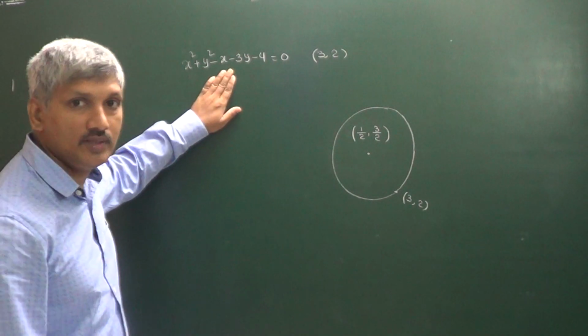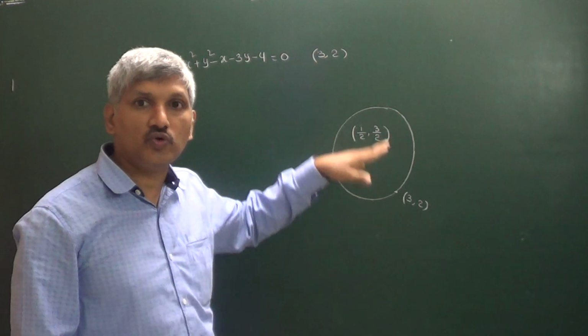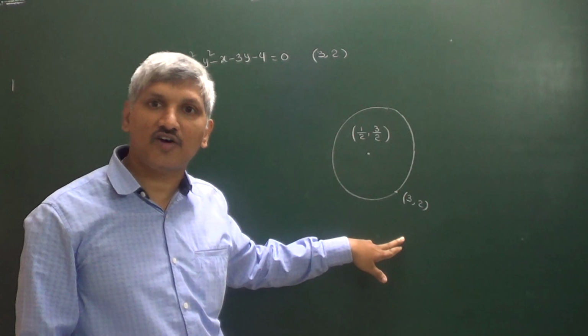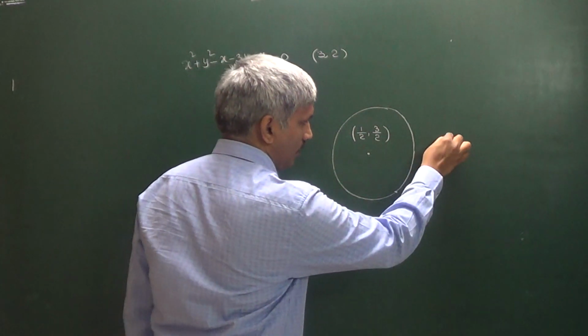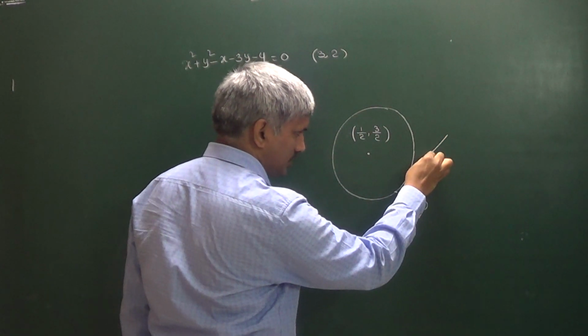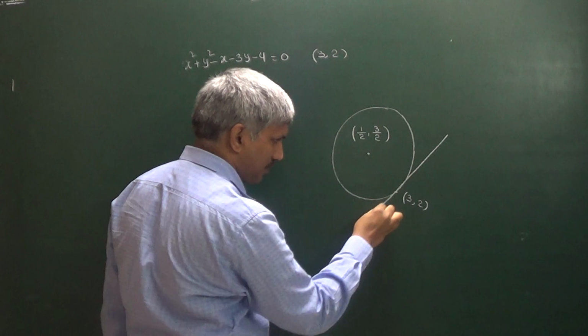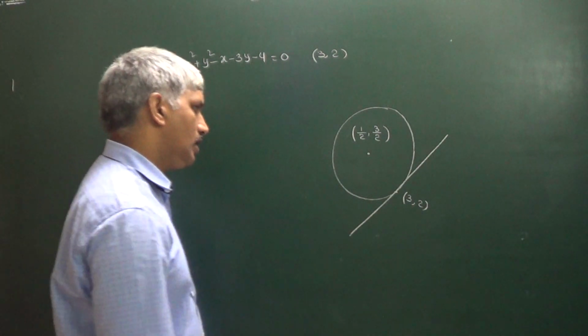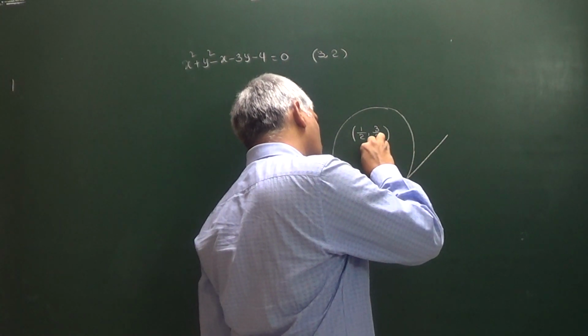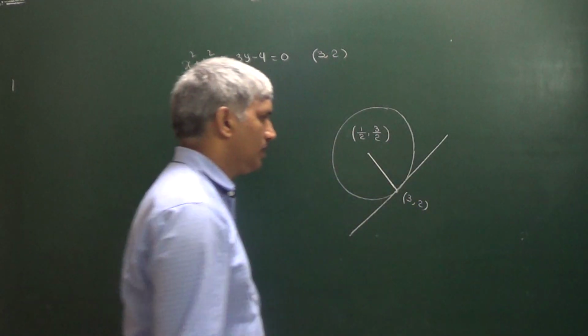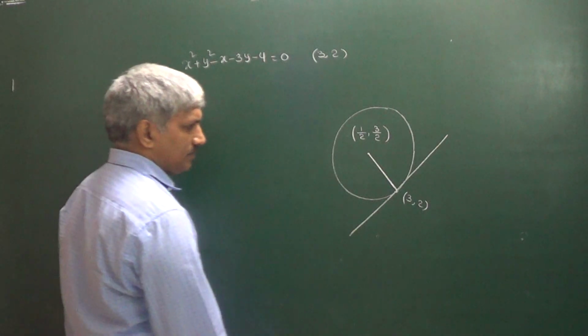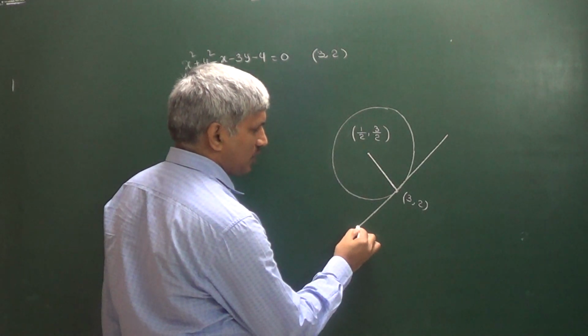So this circle, at a point (3, 2), he is asking to find the equation of the tangent and the equation of the normal, right? So this is the tangent equation we have to find out at the point (3, 2), and this is the normal. These two equations we have to find out. Very clear here.